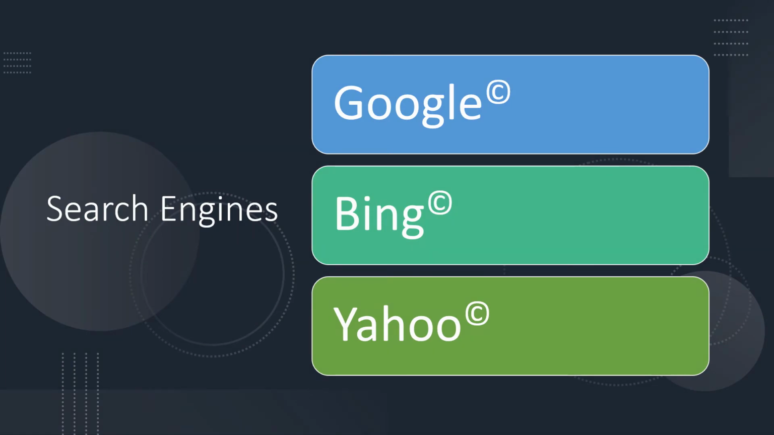So let's talk about search engines. Other than the three that are on the screen, can you think of any others? Good. All right. So today we're mainly going to focus on Google. But as you see on the screen, there's Bing and there's Yahoo, and I'm sure you came up with some others. But then there are different types of search engines, not just brands.